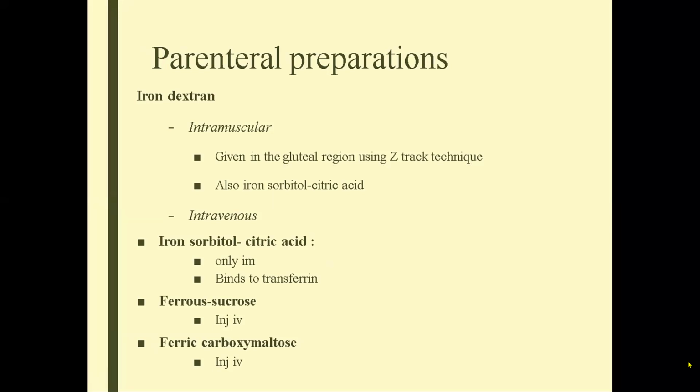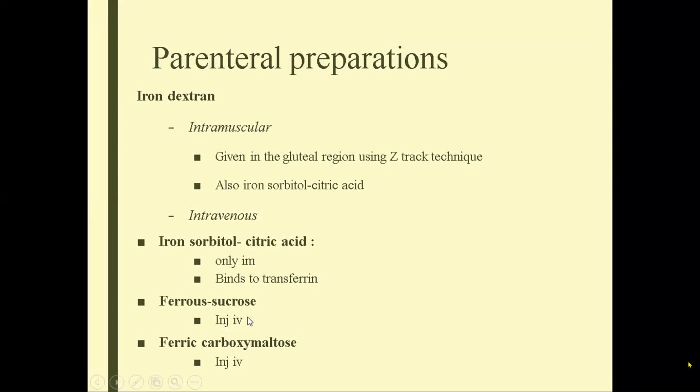For parenteral preparations, I will not go into detail here, just a few important things for you to know: iron dextran can be given both intramuscularly as well as intravenously, right? Whereas iron sorbitol citric acid is given only intramuscularly, and they have high affinity to bind to transferrin, right? That's why it is not given IV, because if you give this sorbitol citric acid intravenously, the transferrin may saturate very quickly, and free iron may increase, leading to toxicity. That's why these are given only intramuscularly, right?